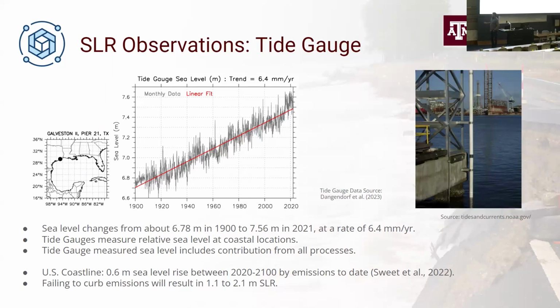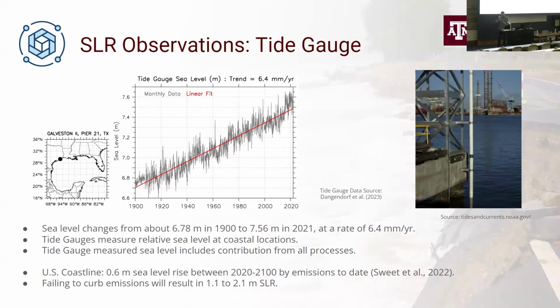The gray line here shows the monthly data without the seasonal cycle, and the red line shows a linear trend. This graph shows that the sea level is rising from 6.78 meters in the 1900s to about 7.5 meters in 2021. So this data measured by this tide gauge shows every single contribution to the sea level.